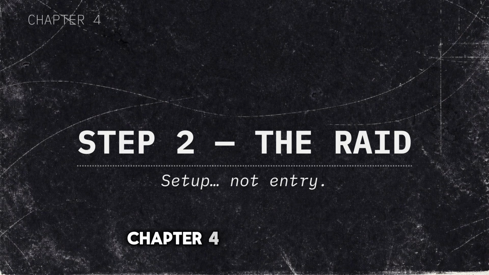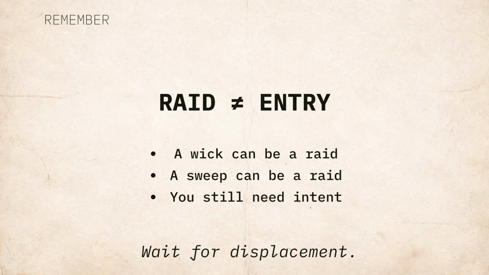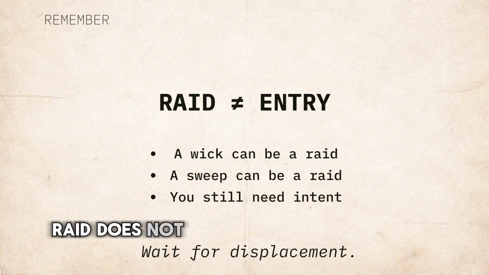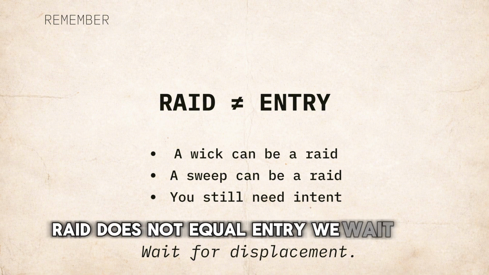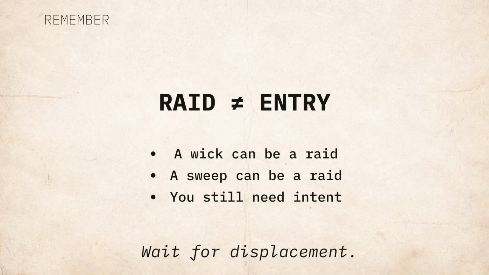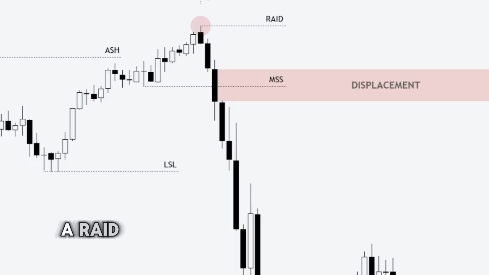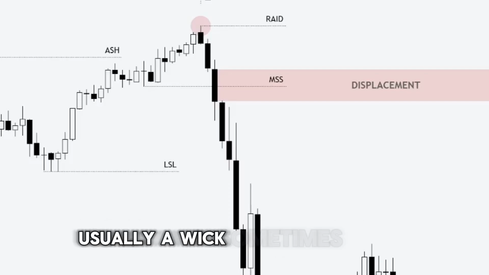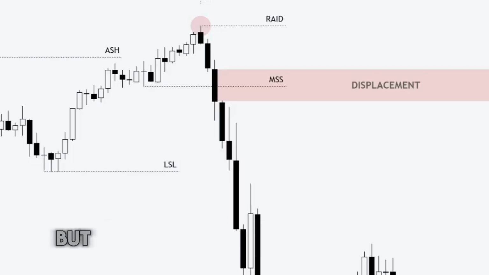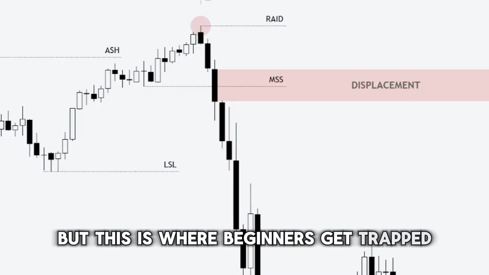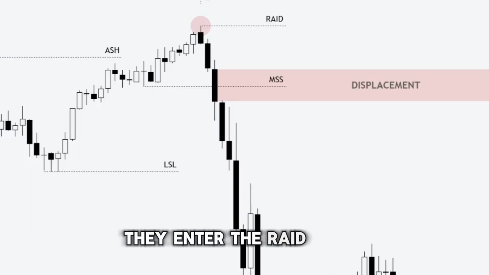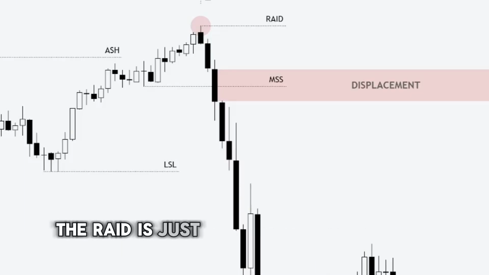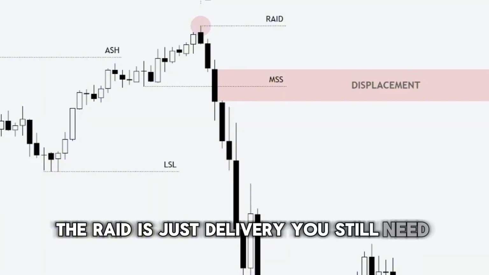Chapter 4, Step 2, the raid. Raid does not equal entry. We wait for displacement. A raid is when price takes an obvious high or low, usually a wick, sometimes a sweep, but this is where beginners get trapped. They enter the raid. Don't. The raid is just delivery. You still need intent.